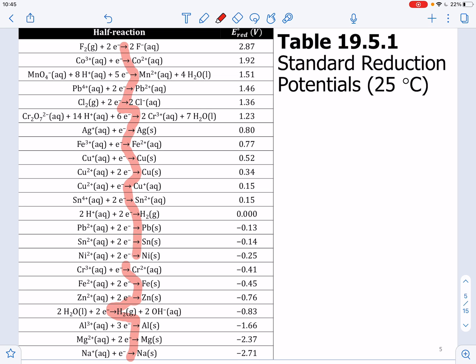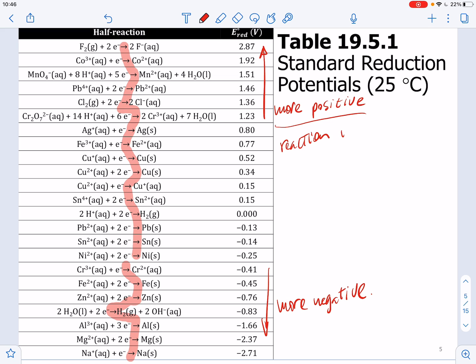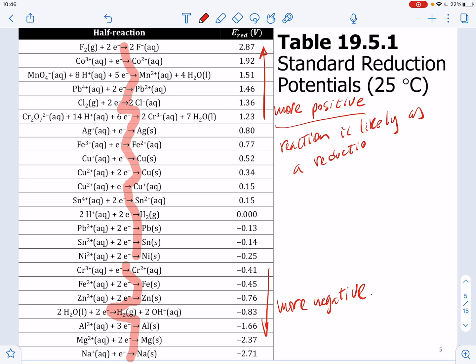Okay, so pretty much as you notice here, in that direction it becomes more positive, and in this direction it becomes more negative. I advise you to always look at it from this point of view. Whenever you have a table, always arrange it from more positive to more negative, because a more positive reduction potential means that the reaction is likely to happen as a reduction, which is already written as a reduction. The more positive the potential is, the more likely a reaction will happen as a reduction.